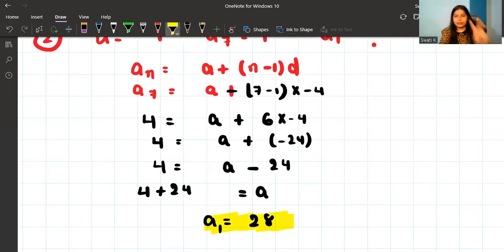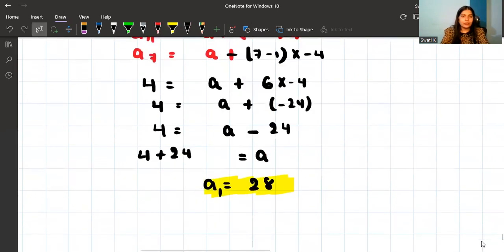All right, so we have completed 2 questions already. These are all 1 mark questions. Next is a question based on triangles. So I'll quickly write down the question here.